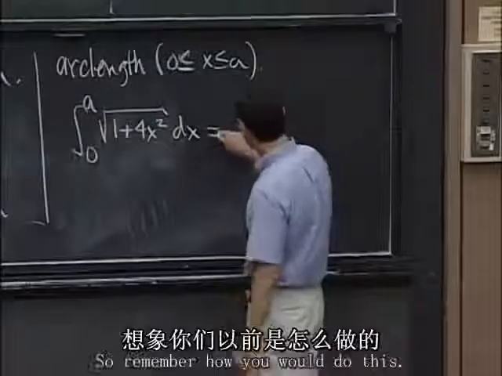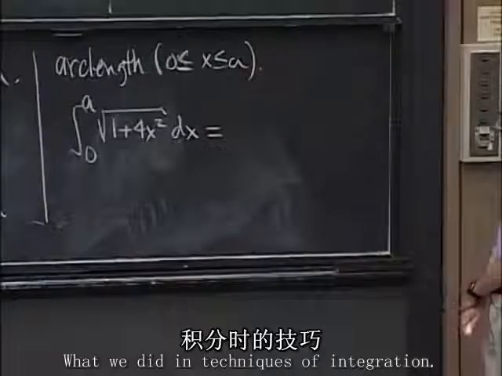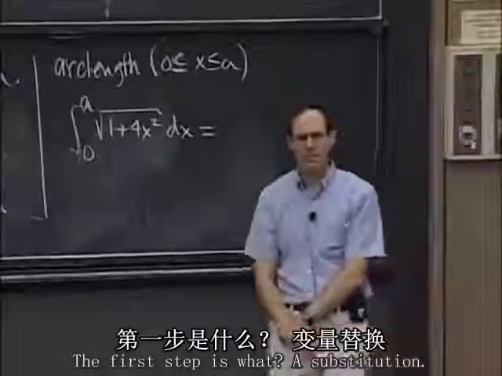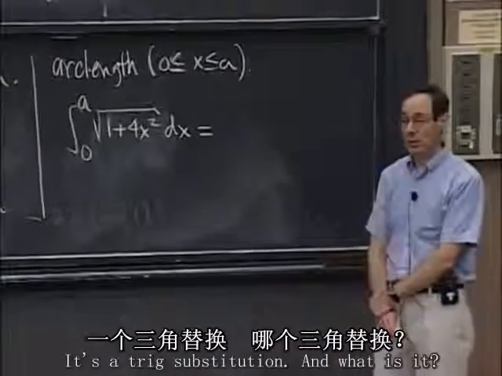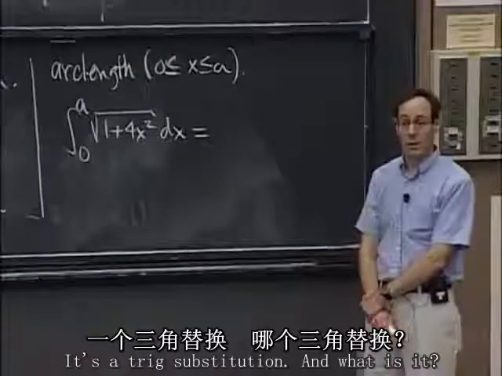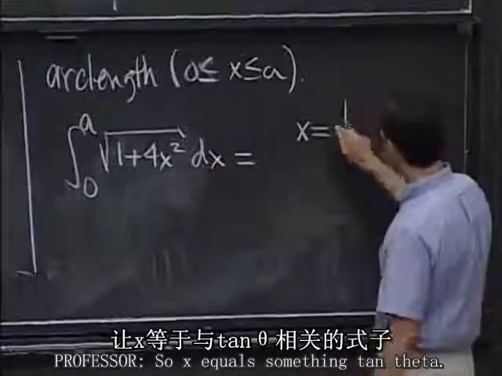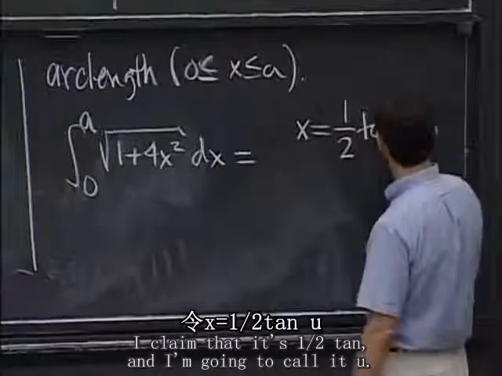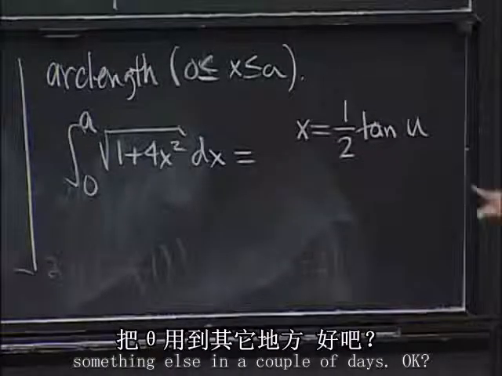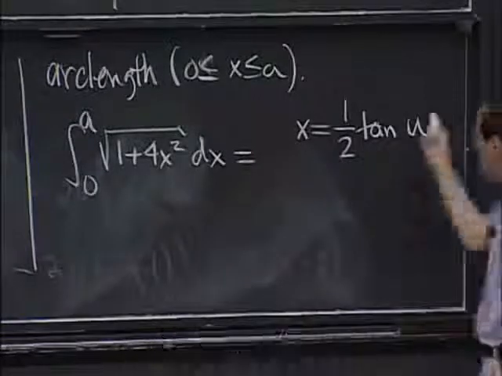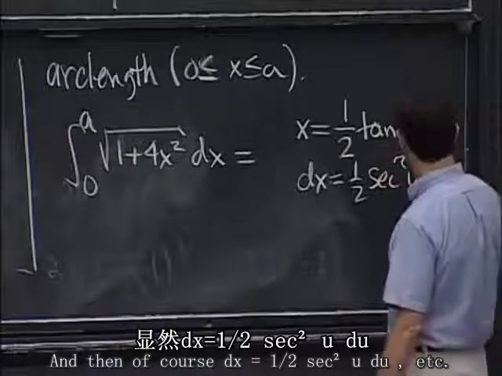So remember how you would do this. Well, this is just a little bit of review. What we did in techniques of integration. The first step is what? A substitution. It's a trig substitution. And what is it? So x equals something tan theta. I claim that it's a half tan, and I'm going to call it u because I'm going to use theta for something else in a couple days. Okay? So this is the substitution. And then, of course, dx is equal to a half secant squared u du, etc.